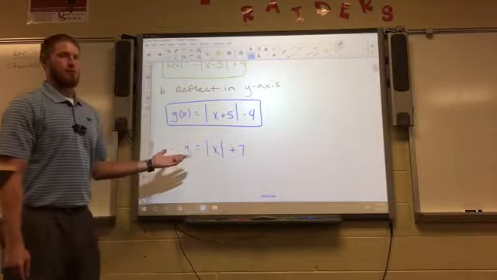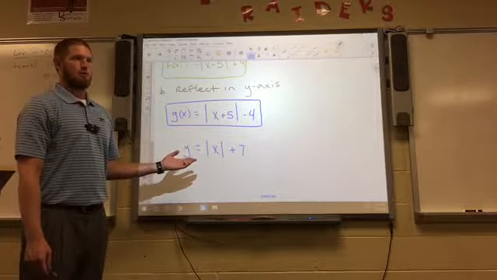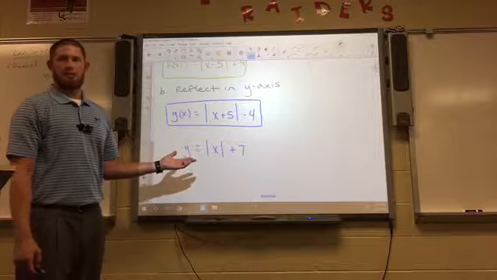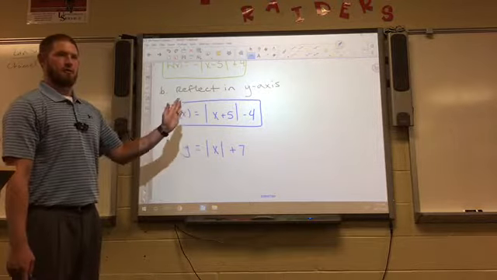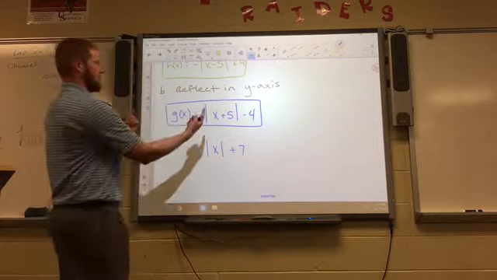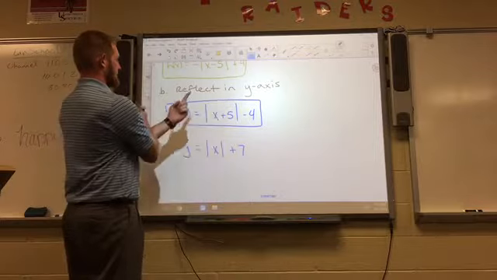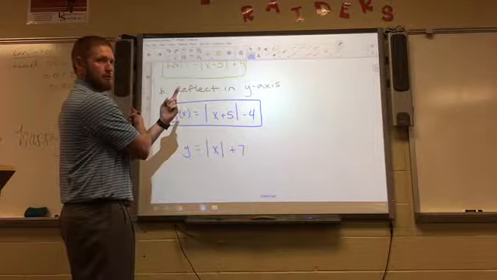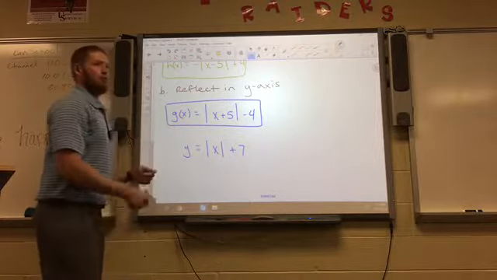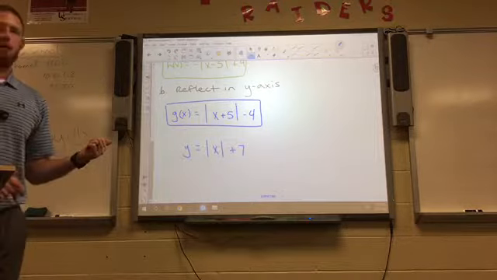Reflect it in the y-axis, what happens? Nothing. It stays exactly the same. Because it's not moved left and right. It's already on the y-axis. So if I take an absolute value on the y-axis, flip it, it's right back to where it started. Okay? Up 7. Same would be true with a parabola.